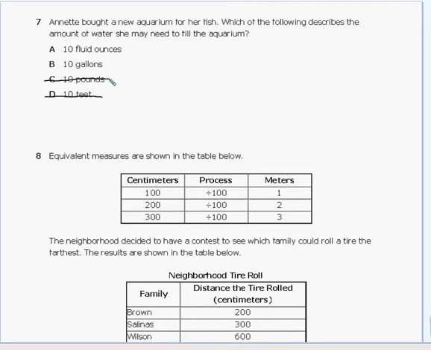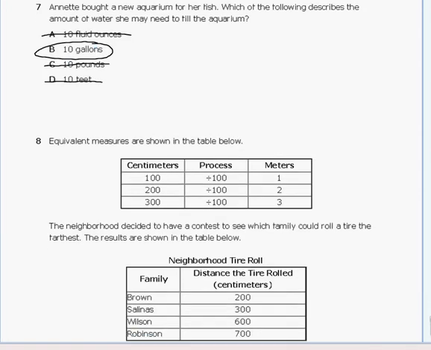That wouldn't really constitute an aquarium. That may be something they put your goldfish in, maybe a bag when you buy it at the store. So that one's not right. So our answer is going to be 10 gallons, a good estimate for the size of an aquarium. Look at question number 8.